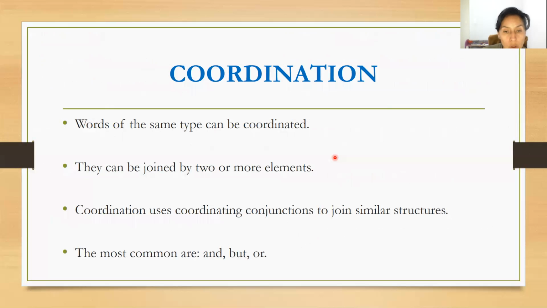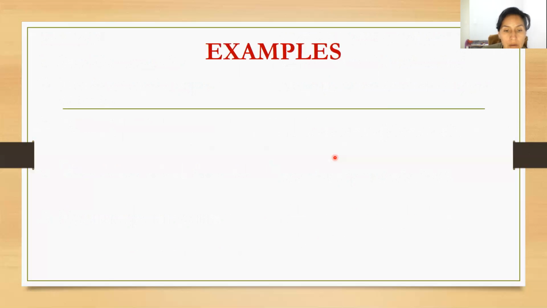Coordination. Words of the same type can be coordinated. It means they can be joined by two or more elements known as conjunctions such as and or or. I have the examples. First, Nicholas and his wife walk to work every day. In that case, Nicholas is a noun phrase of one word, and his wife is a noun phrase of two words, but both of them belong to the same category of nouns.